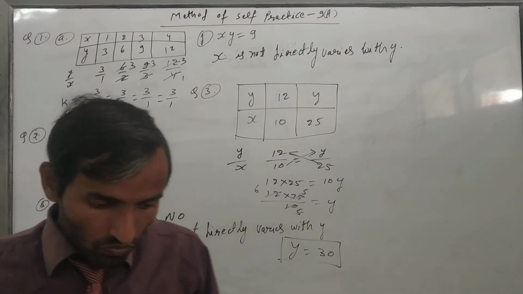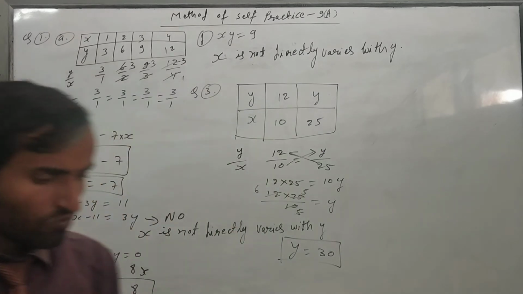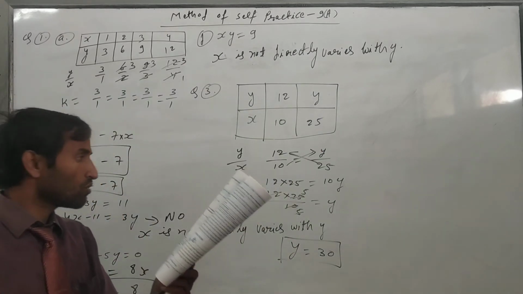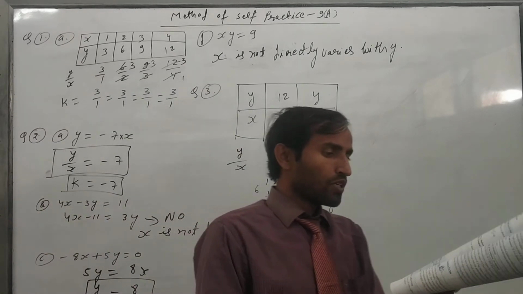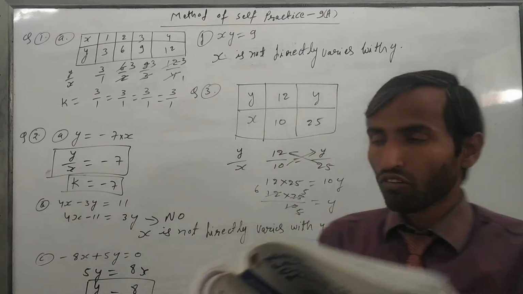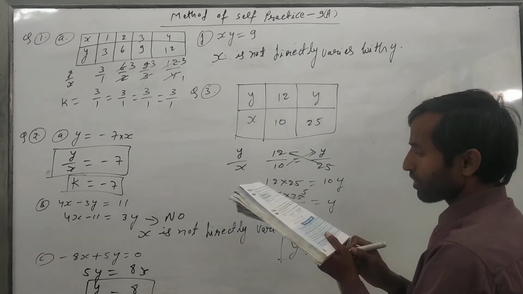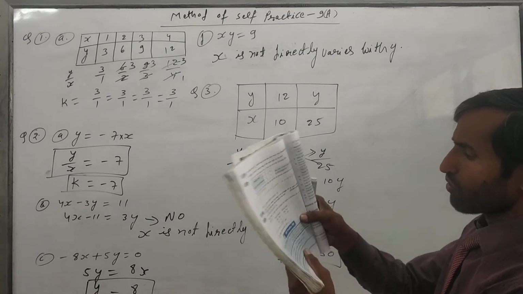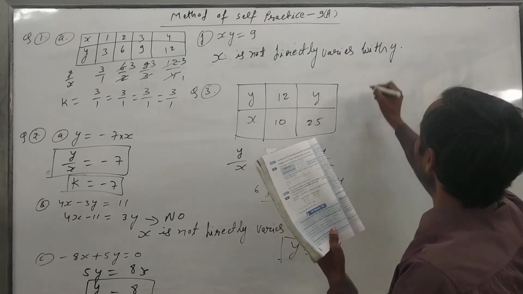Okay. Now in question number 4, if p varies directly with q, if p is equal to 21, the question is the same as before. Just try it yourself. Okay. Now we have to do question number 5.